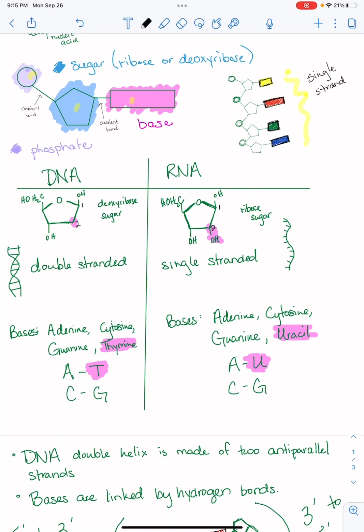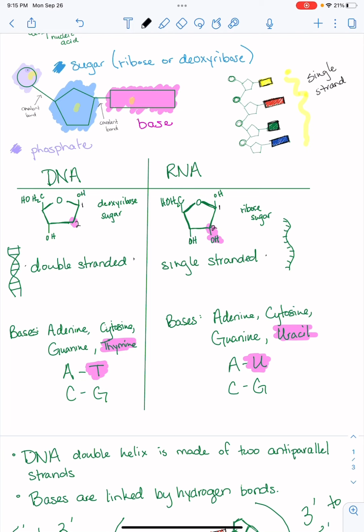The second thing that's different is DNA is a double-stranded molecule. For right now, we just say it's double-stranded. We'll talk about that in a second. RNA, however, is always single-stranded, as you can see in these pictures that I drew.